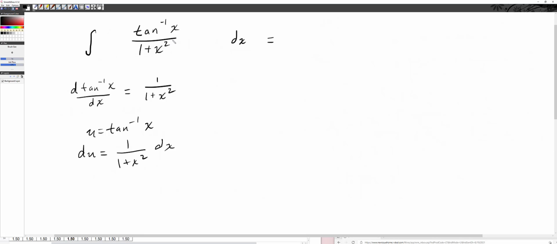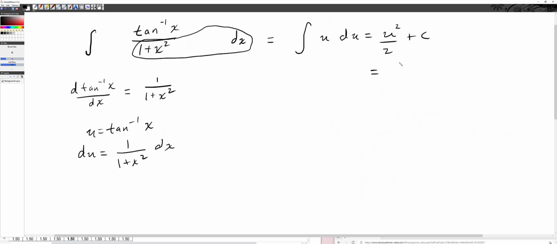Well, look at this. I have 1 over 1 plus x squared dx right here. So I can rewrite this as the integral of u du, which of course is just u squared over 2 plus c, and then plugging tan inverse x back in here, we have this. That's as simple as that.